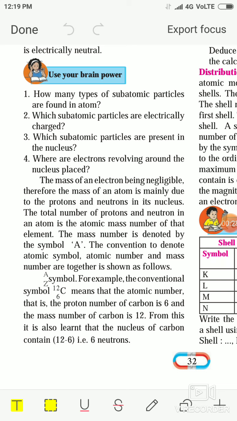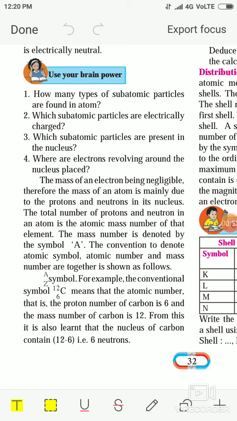The third question is: which subatomic particles are present in the nucleus? Only two are there. We call them nucleons: protons and neutrons. Then the fourth question is: where are the electrons revolving around the nucleus placed? Electrons are revolving around the nucleus with an electrically negative charge.